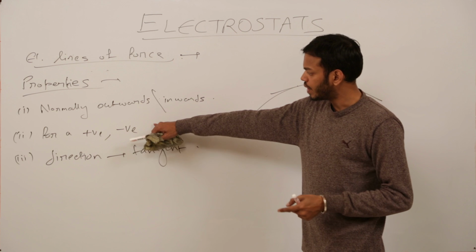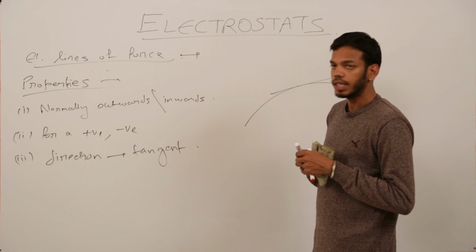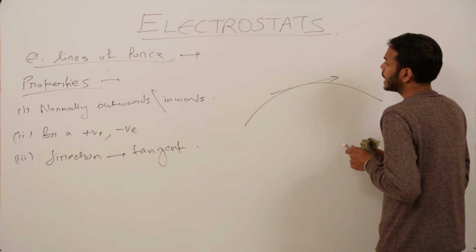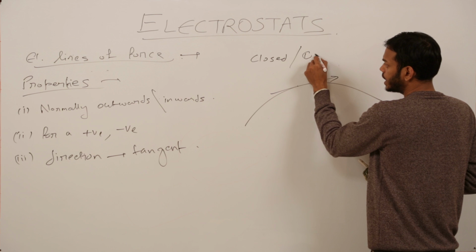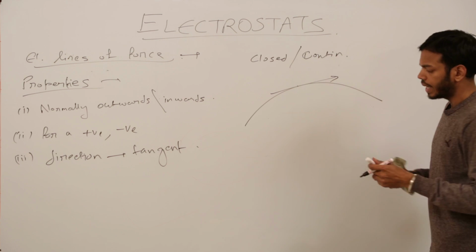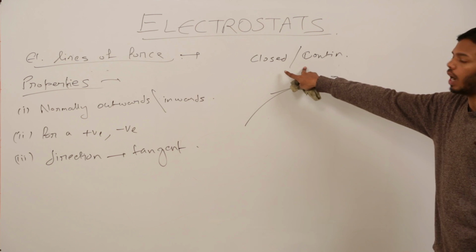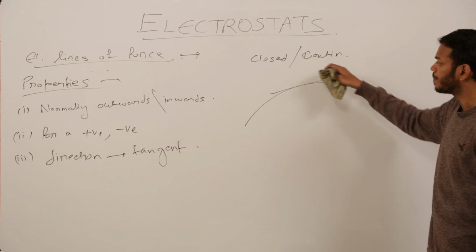Let me go back to the previous point. What was it? For a positive negative charge system, these are closed continuous curves. This point has been asked in different ways in our 1 mark questions in boards.